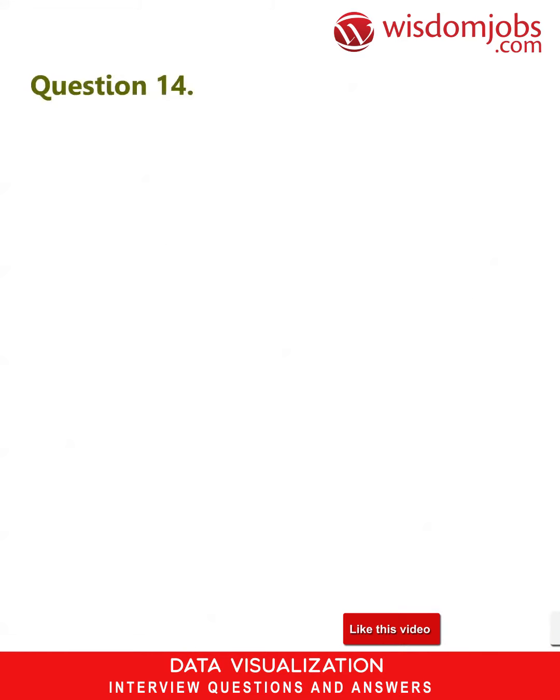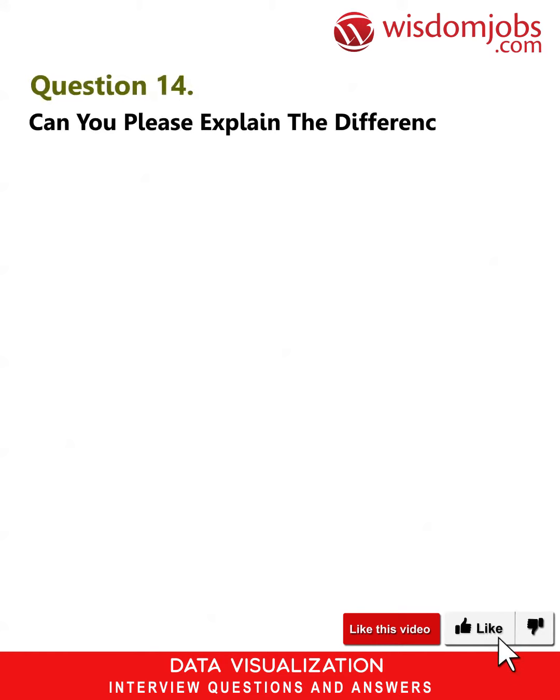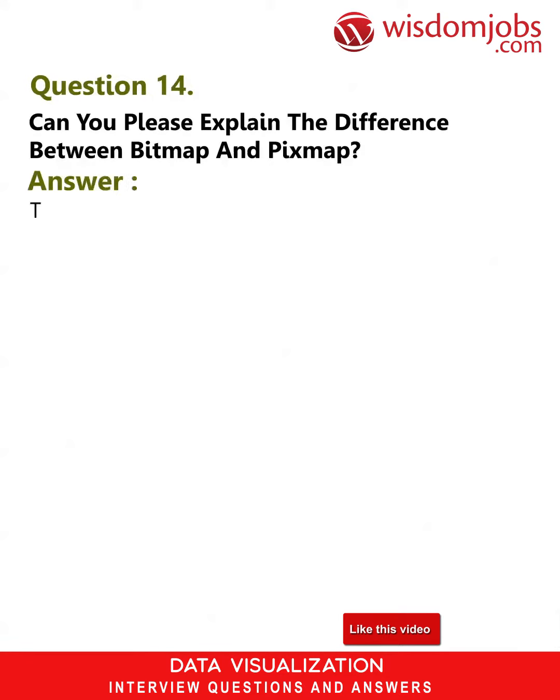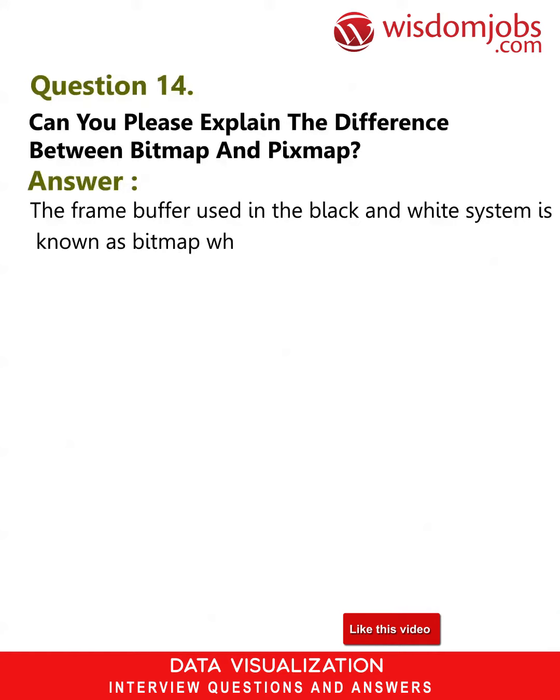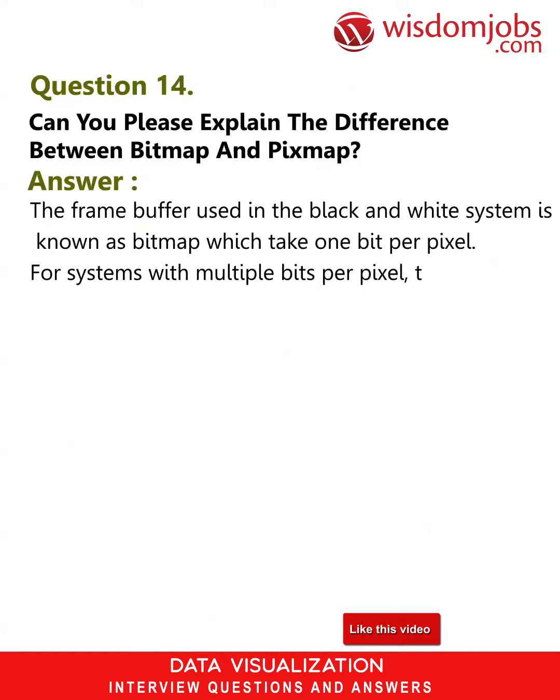Question 14. Can you please explain the difference between Bitmap and Pixmap? Answer. The frame buffer used in the black and white system is known as bitmap, which takes 1 bit per pixel. For systems with multiple bits per pixel, the frame buffer is often referred to as a Pixmap.